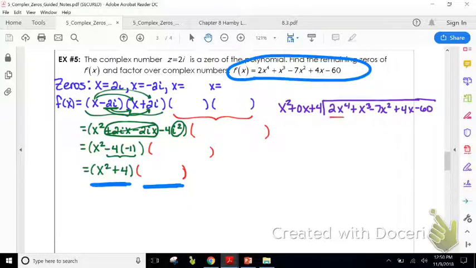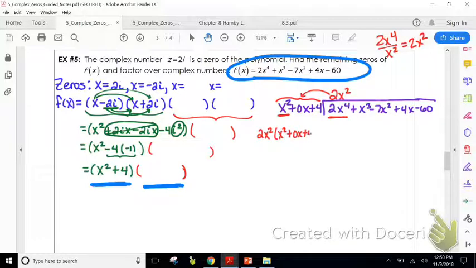Alright, so let's divide our first term. So I have 2x to the 4th divided by x squared. 2x to the 4th divided by x squared is 2x squared. So I'm going to put a 2x squared up there. And then remember, we're going to take that times everything right there. So I'm going to take the 2x squared times that x squared plus 0x plus 4, and I'm going to line it up. So it gives me 2x to the 4th plus 0x cubed plus 8x squared.